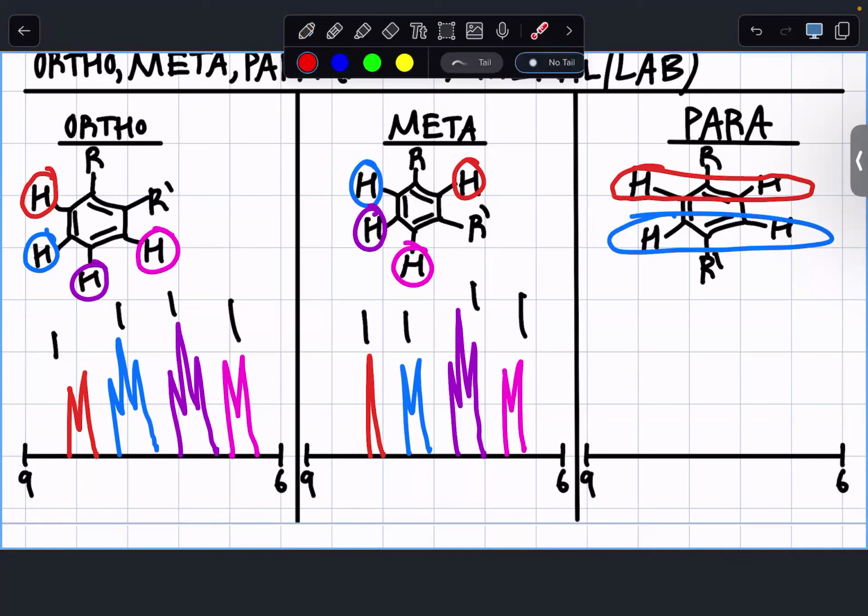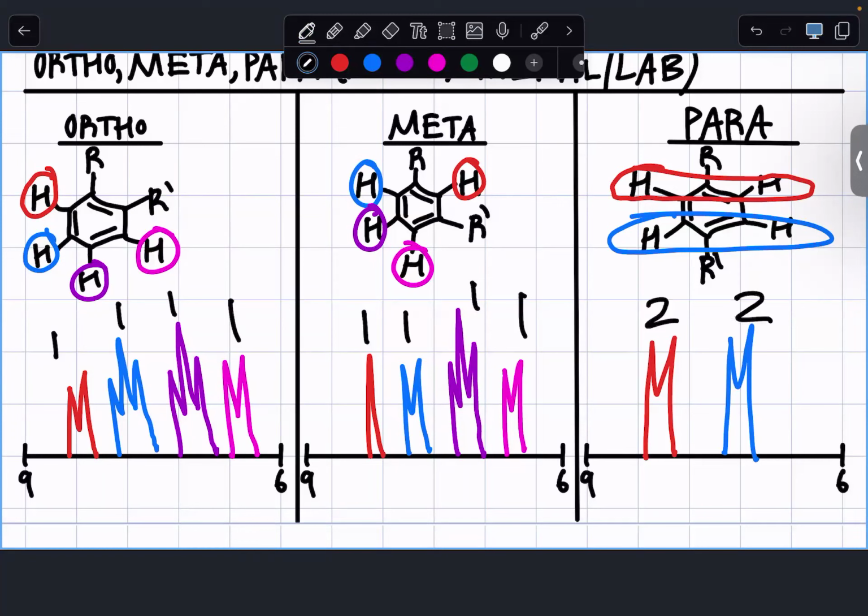How many neighbors does this red hydrogen have right here? Yeah, 1. So that should show up as a doublet because n plus 1, 1 plus 1, 2. Same as for the blue one. But this time there's 2 hydrogens for that peak and 2 hydrogens for this peak. If you see 2 doublets between 6 and 9, this is a para benzene ring. So that's how you tell if your benzene is ortho, meta, or para from the HNMR in the 6 to 9 range.